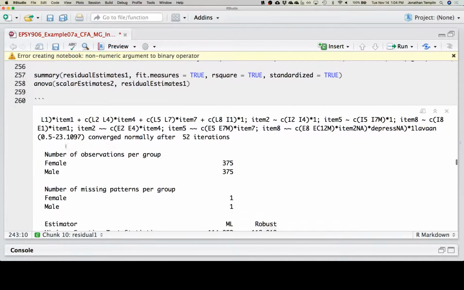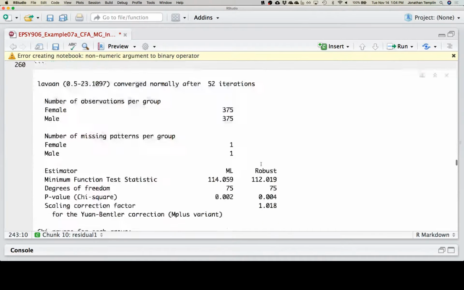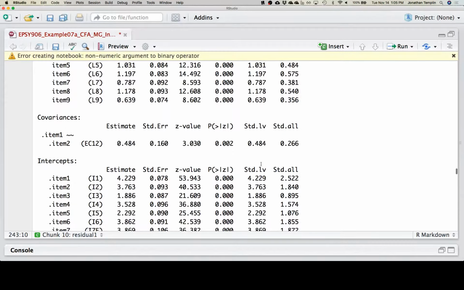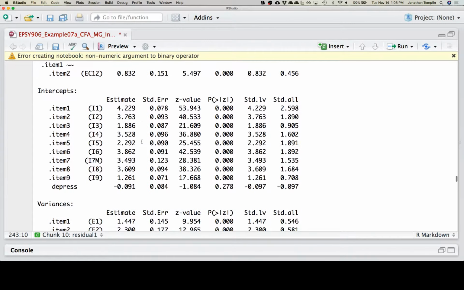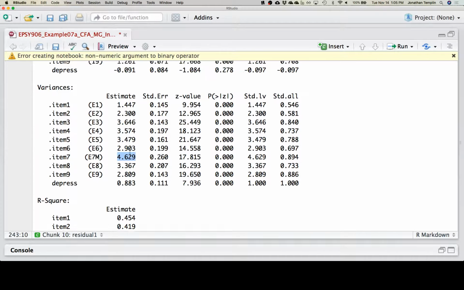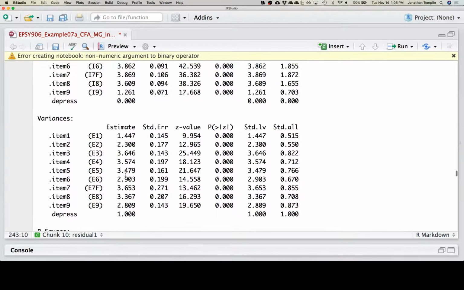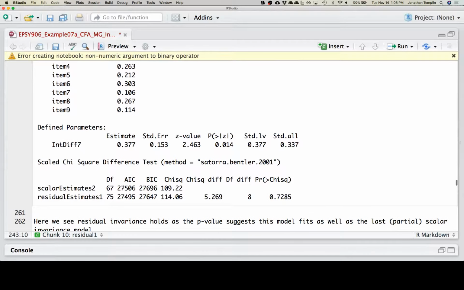So again, we can run this analysis. We can take a look that our residual variances are the same. 1.447 here and 1.447 here. The only difference is 4.629 versus 3.653. Let's take a look at our likelihood ratio test, and sure enough, hey, residual, it works. We're fine. It's the same in both groups.